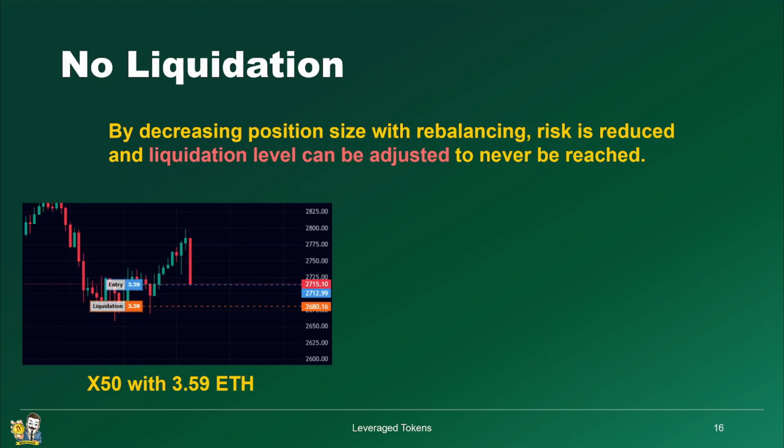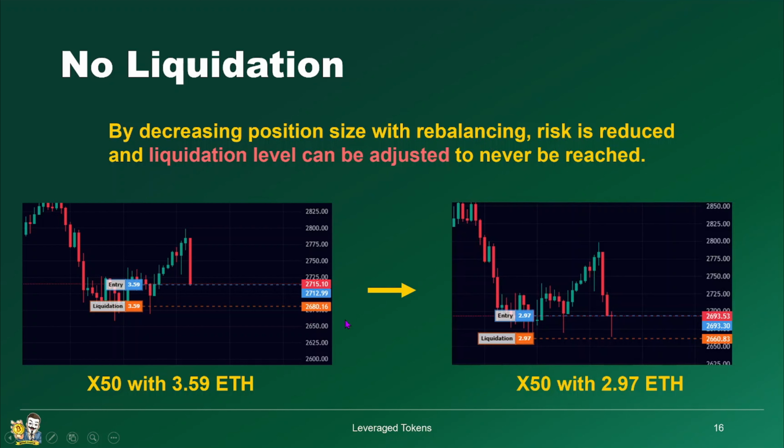For example, in this screenshot, we have a 50 leverage with 3.59 Ethereum. And we can see that if the position is decreased, the liquidation level can be adjusted to never be reached.